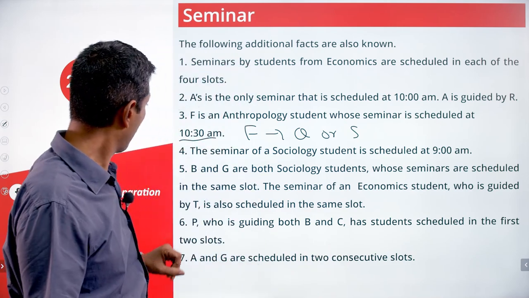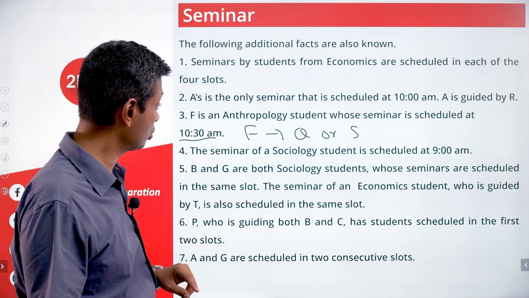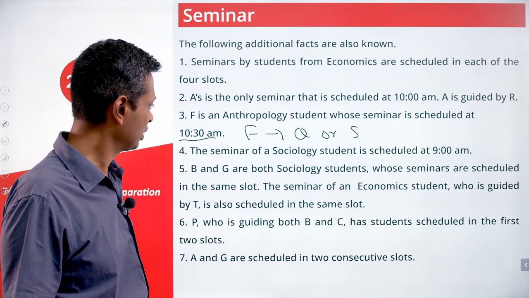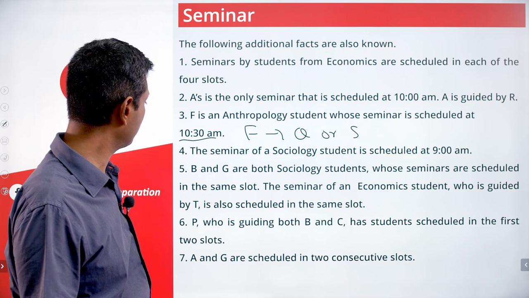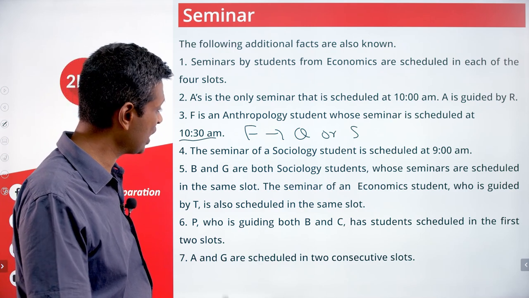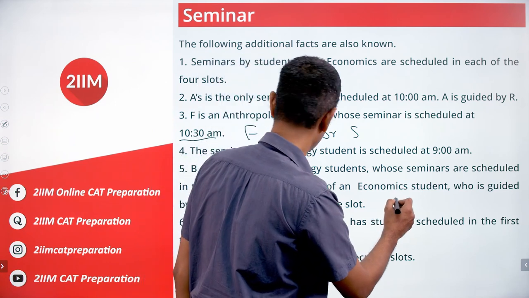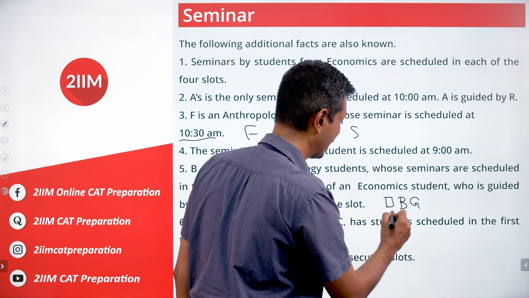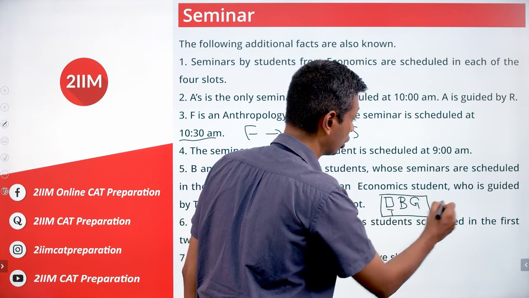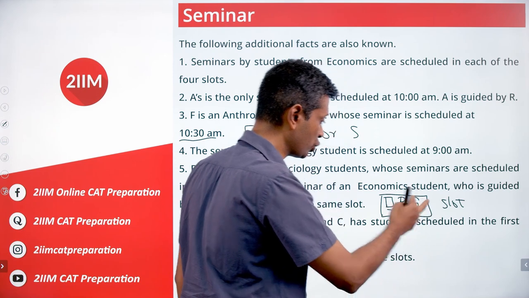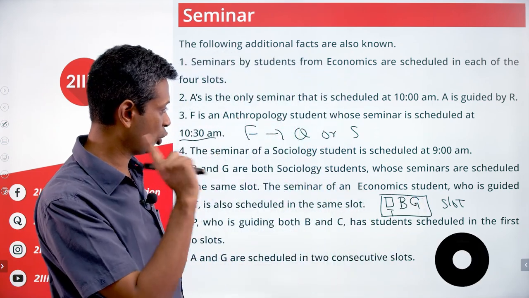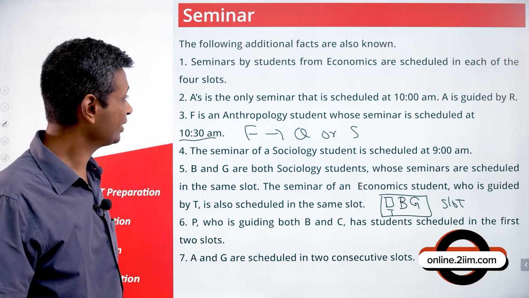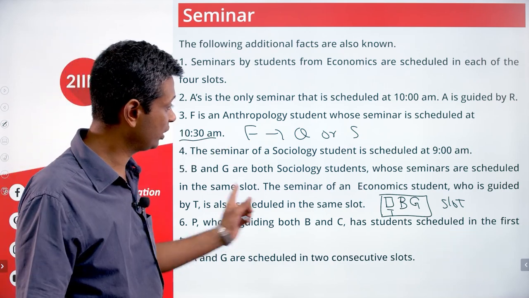So far, so good. B and G are both sociology students whose seminars are scheduled in the same slot. Lovely. B and G, same slot, sociology. The seminar of an economics student who is guided by T is also scheduled in the same slot. So T, B and G, and one other student guided by T, they're 3 to a slot: 2 sociology and 1 economics student. This is obviously not the 10 a.m. slot because A is sitting there. This is not the 10:30 slot because there's an anthropology student there. There cannot be 4.